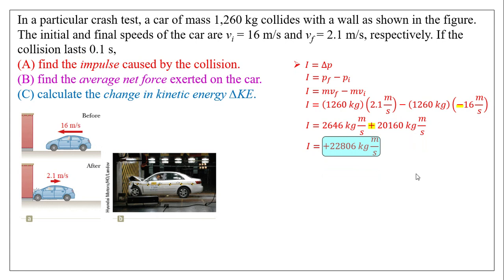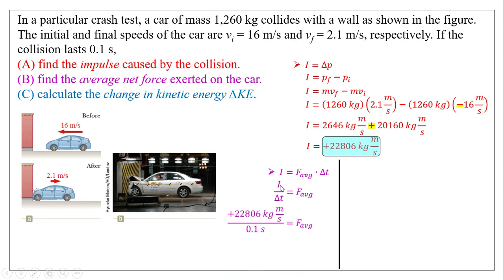Part B asks us to find the average net force exerted on the car during the collision. So here, to find the average net force, I would just simply do the other variation of impulse. Impulse can also be calculated by simply taking the force times the change in time, or the time of contact. All right, we already calculated impulse from part A. So really to find F average, algebraically speaking, I'm just going to divide both sides by delta T. So here I have I divided by delta T, which is equal to average force.